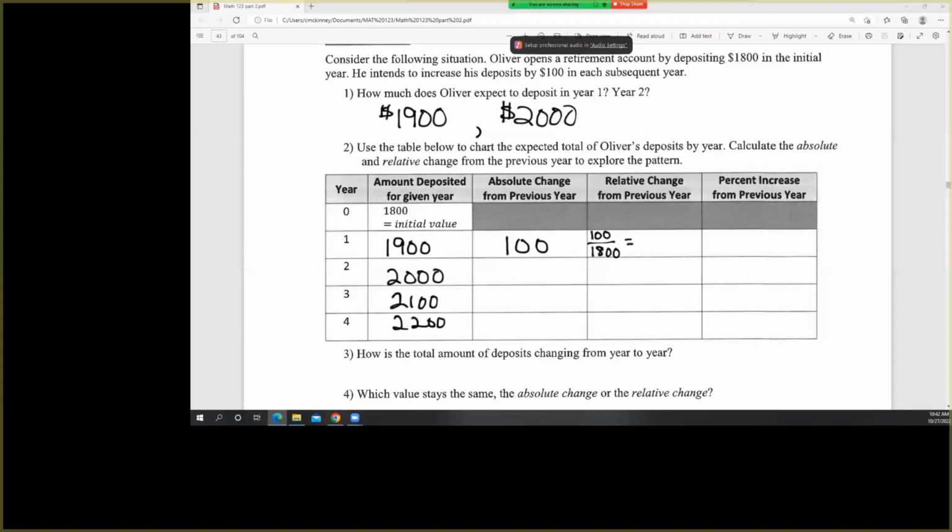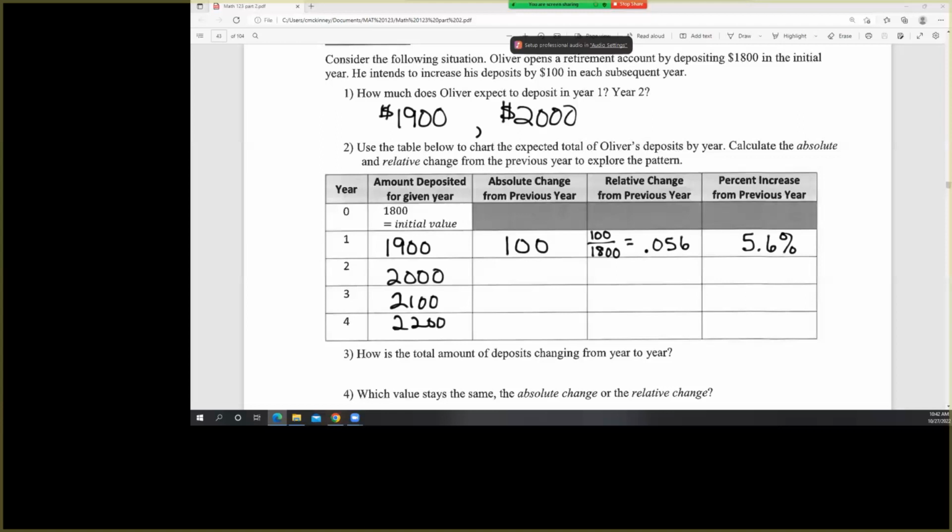So as a decimal, I went ahead and left 3 decimal places so that when I move it over to make it a percent, I have it to the nearest 1/10 of a percent. Did anyone else get that same number if you did 100 divided by 1800? Okay, good.